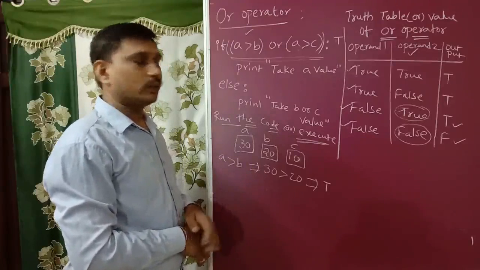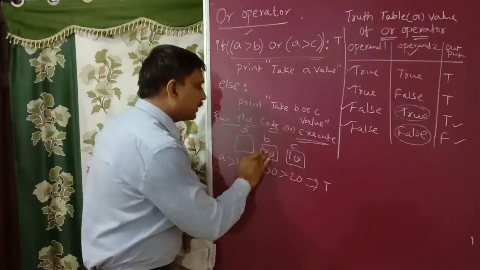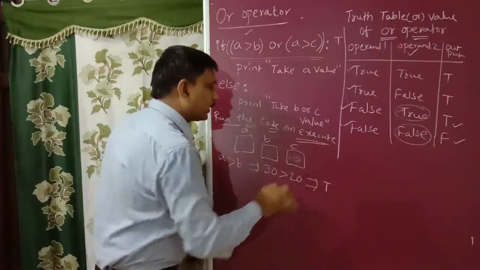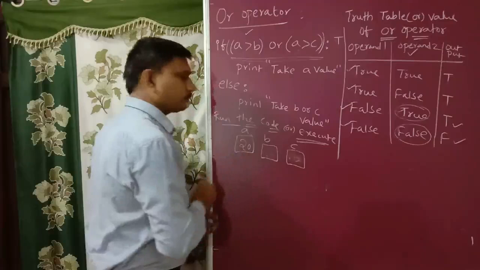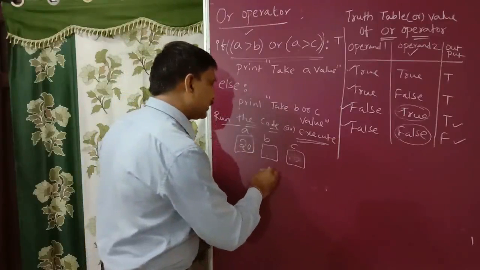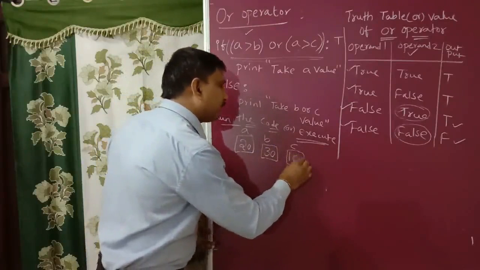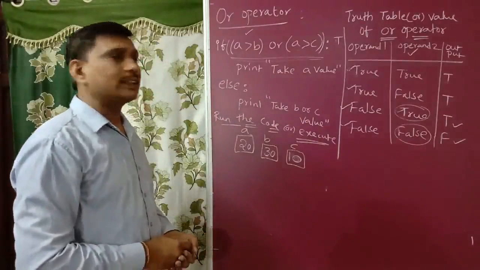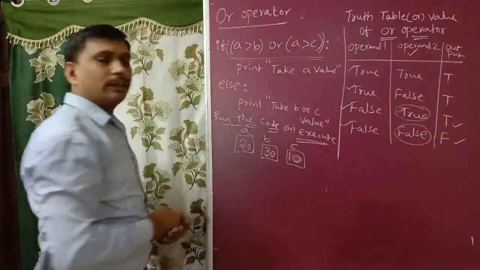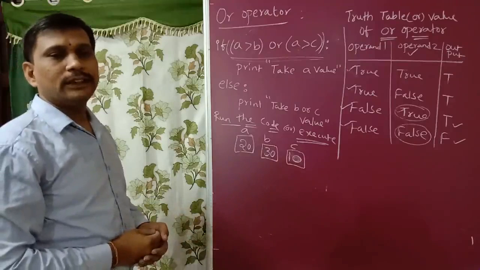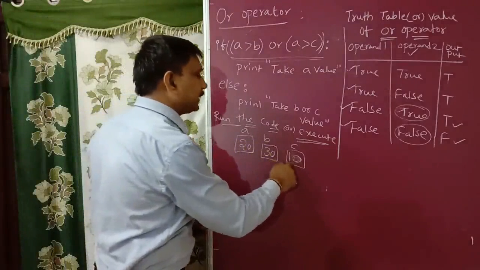Okay. In this way it executes. I change my values in the next example here. I checked: A value is 20, B value is 30 and C value is 10. In this example I change my values once again, so I check one more time. I am checking the values of this code. Here A is 20, B is 30 and C is 10.